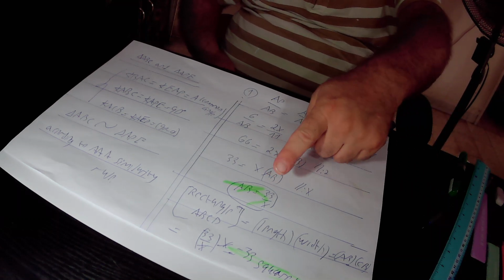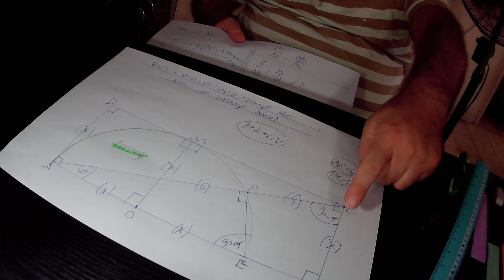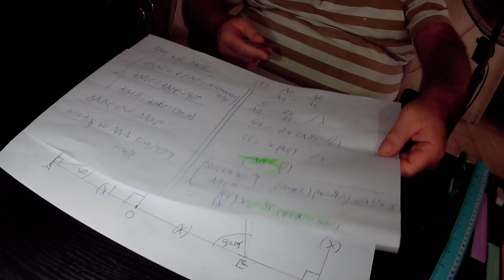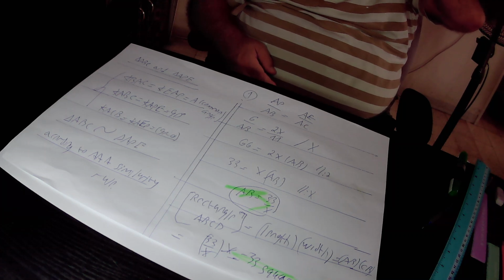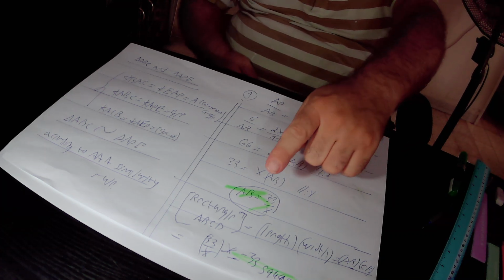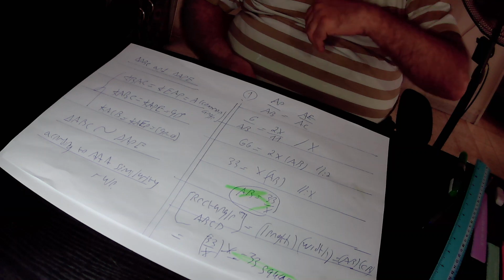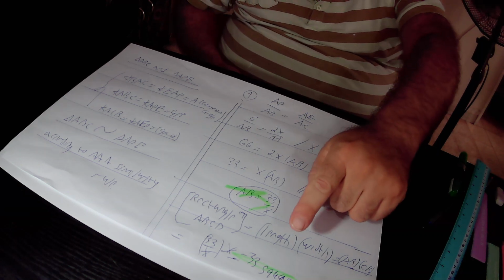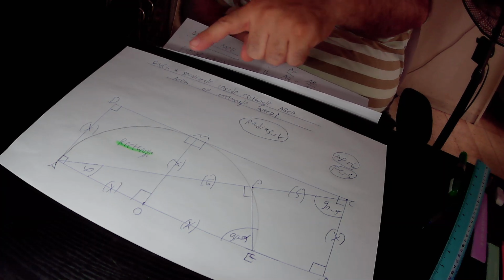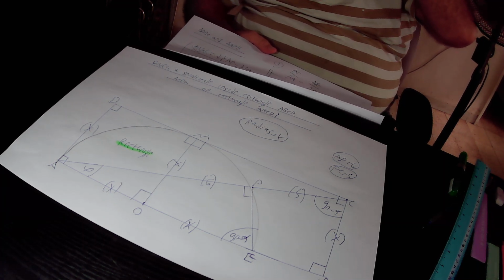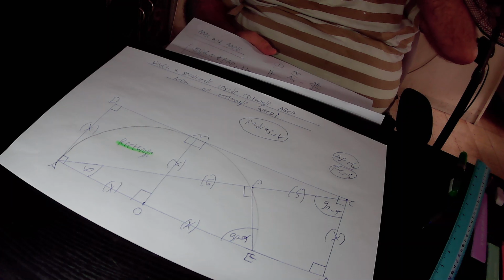AB is 33 over x and CB is x. So in total, the area of rectangle ABCD must be equal to 33 over x times x. We have x in the numerator and x in the denominator, so x gets cancelled and we are left only with 33. So the area of this rectangle ABCD is equal to 33 square units. We finish with the first question.